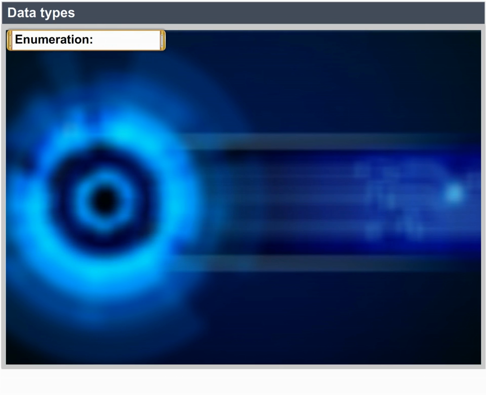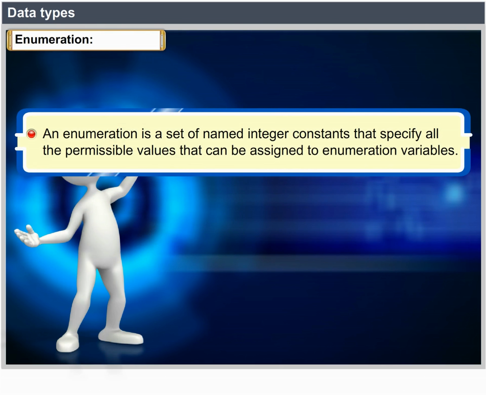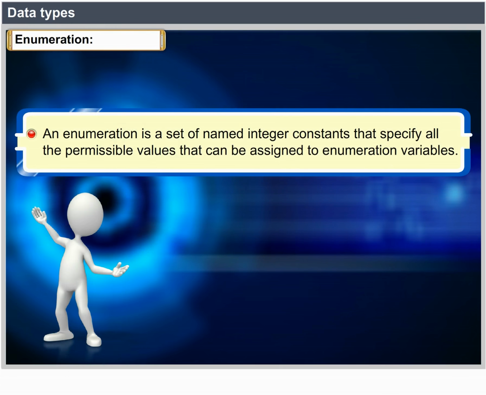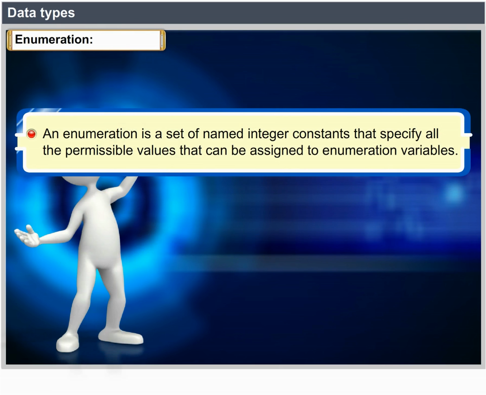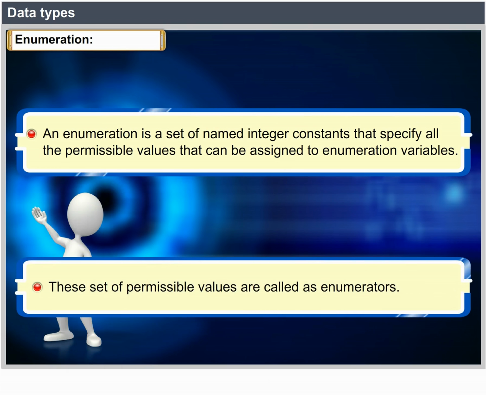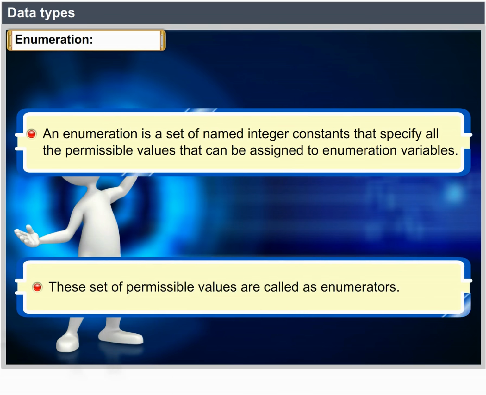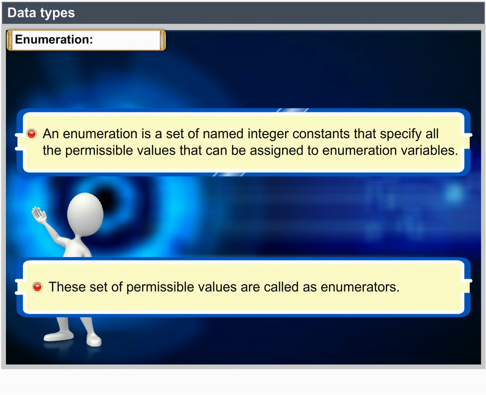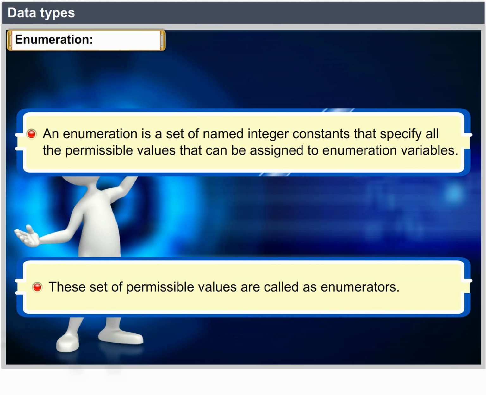Enumeration. An enumeration is a set of named integer constants that specify all the permissible values that can be assigned to enumeration variables. These set of permissible values are known as enumerators. For example, consider this statement.